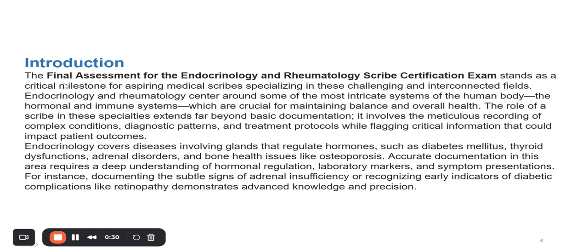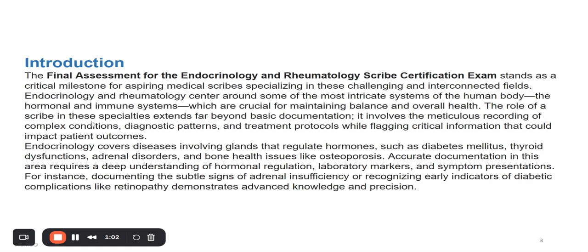Introduction. The final assessment for the Endocrinology and Rheumatology Scribe Certification Exam stands as a critical milestone for aspiring medical scribes specializing in these challenging and interconnected fields. Endocrinology and rheumatology center around some of the most intricate systems of the human body, the hormonal and immune systems, which are crucial for maintaining balance and overall health.